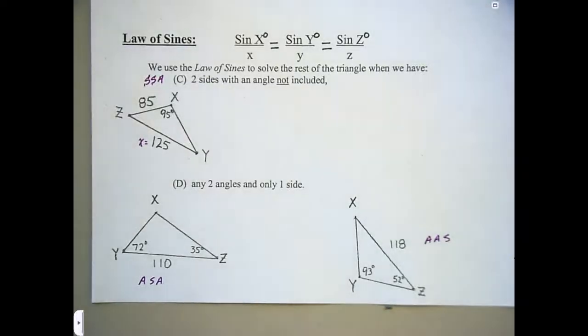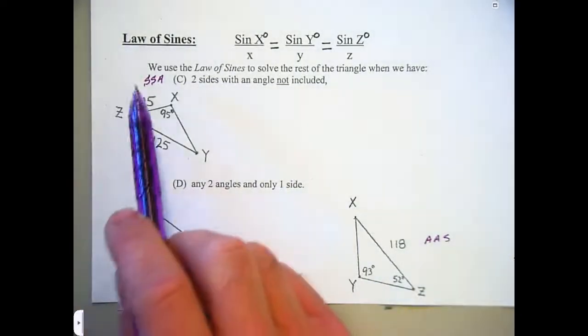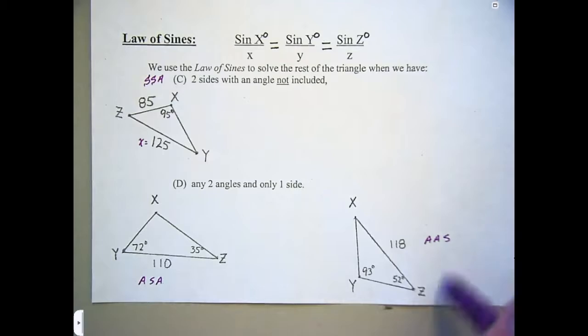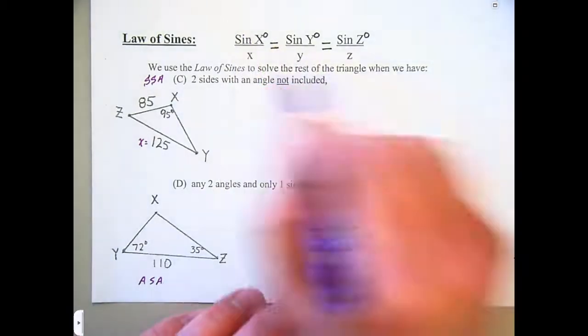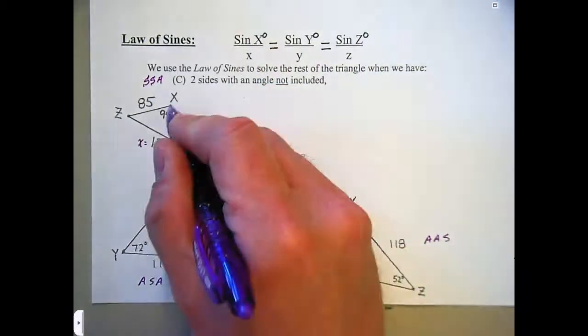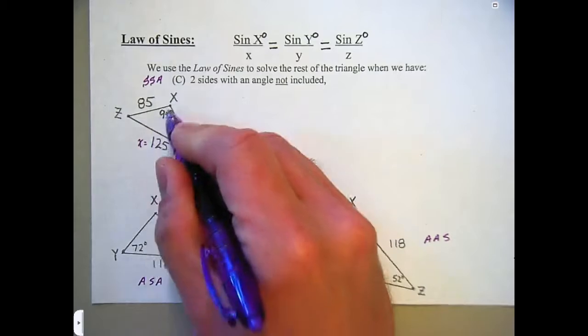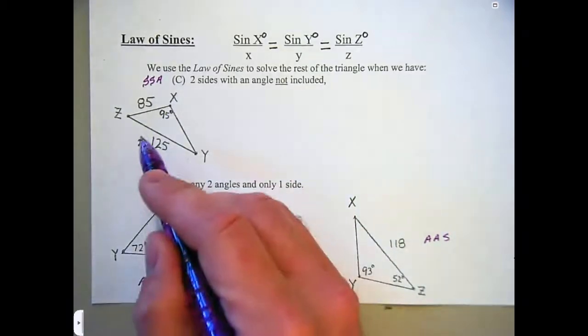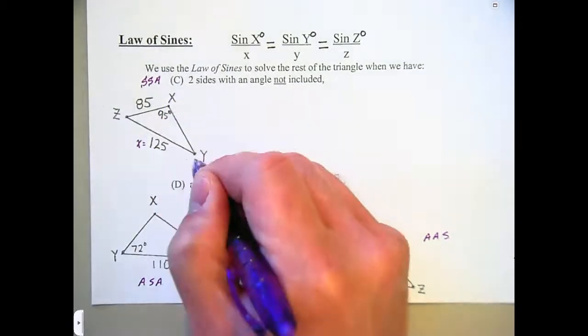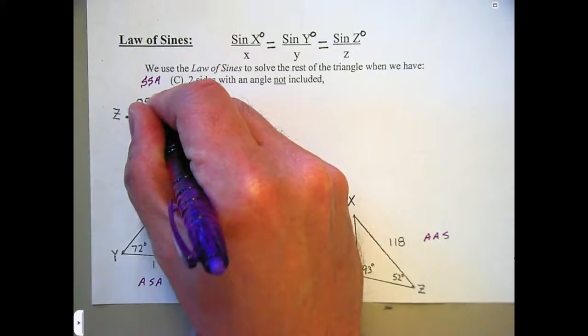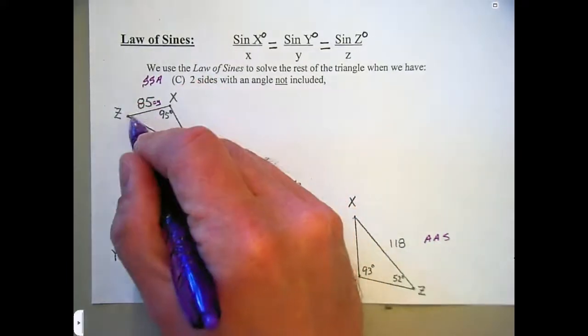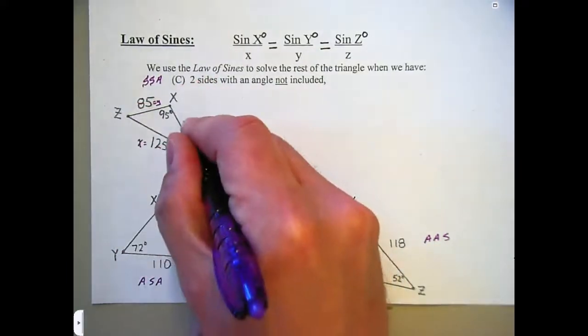Okay, so you use law of sines when you have side-side-angle, angle-side-angle, or angle-angle-side. Using this proportion, given this angle x, the side opposite is side x. This angle y, the side opposite is side y. And this angle z, the side opposite is z.